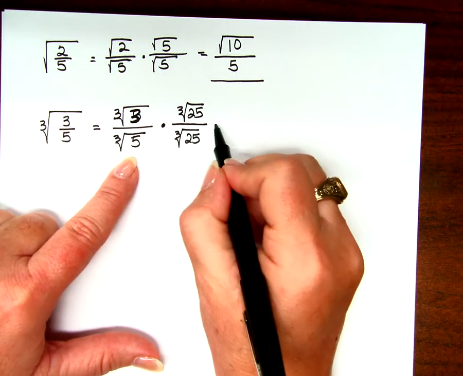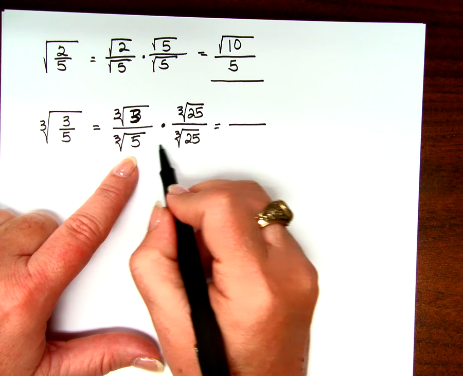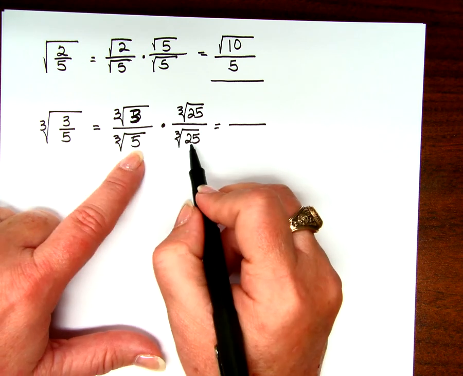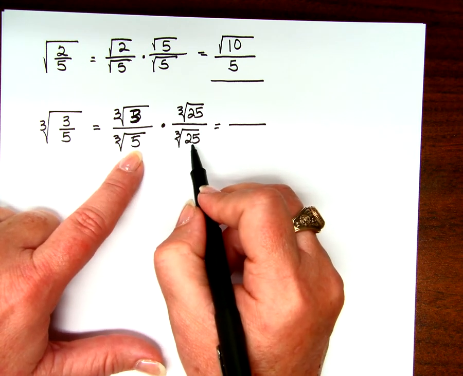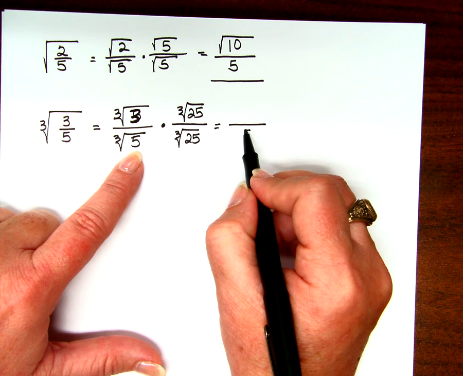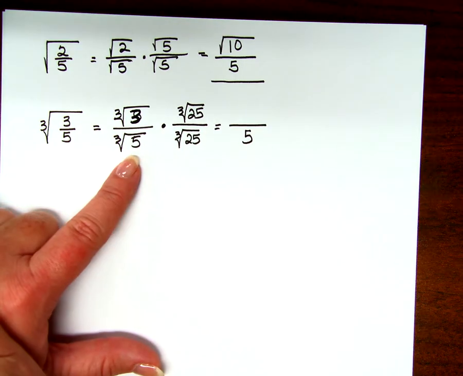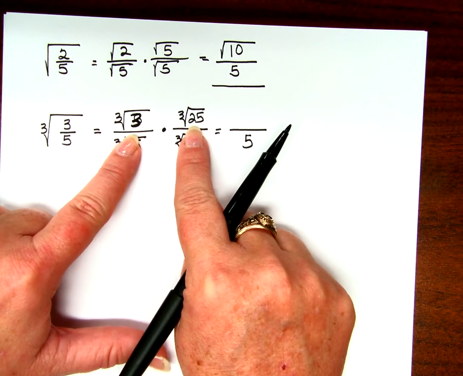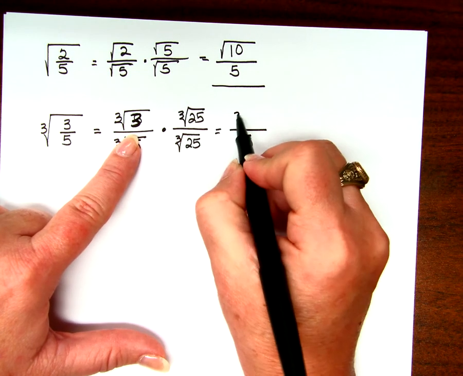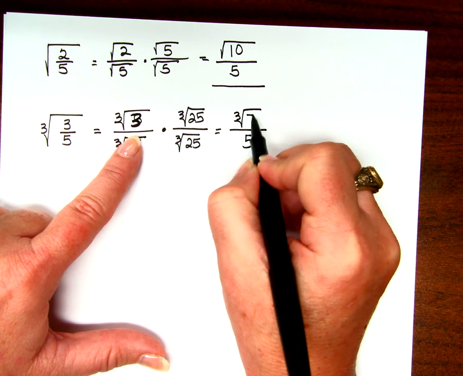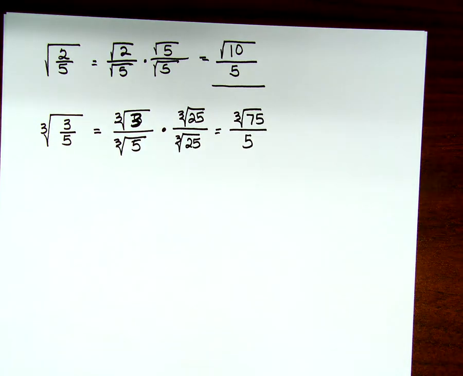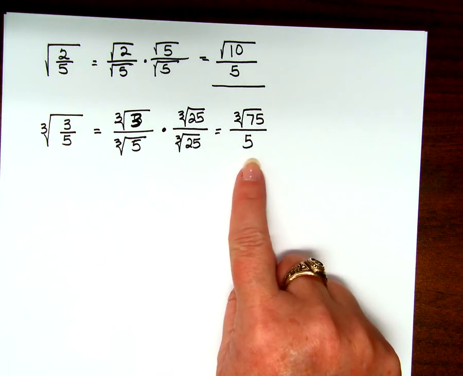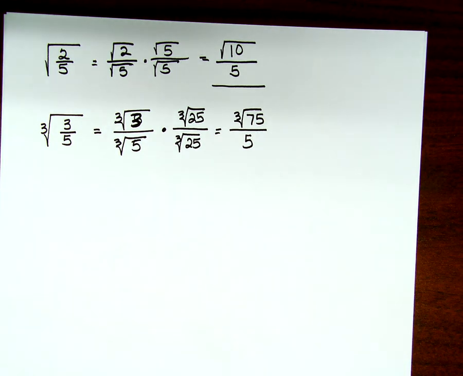Because when I multiply straight across in the denominator, I'm going to end up with a cube root of 125, right? Which would be 5. What am I going to get in the numerator? Cube root of 75. Do you know the cube root of 75? Neither do I. That is my simplified fraction. Okay?